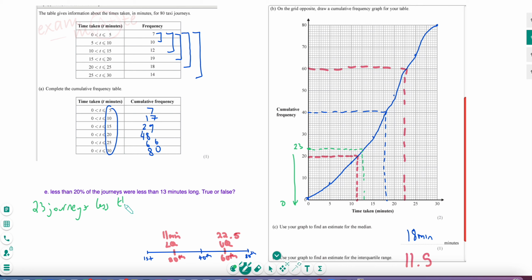Less than 13 minutes. And 20% of the journeys were less than 13 minutes long. So we have to find 20% of the total number of journeys. So 20% of 80. So 20% is just 0.2 times 80, which is equal to 16 journeys. So the claim is that less than 16 journeys were less than 13 minutes long. Well, that's false because we said there's 23 journeys which are less than 13 minutes. So false.